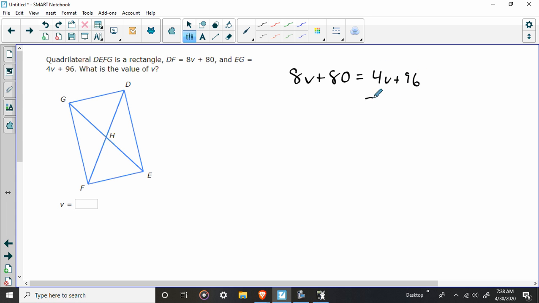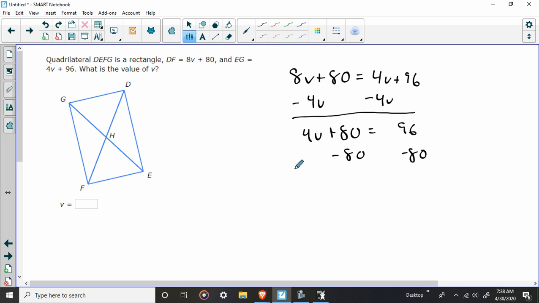Okay, again, let's subtract 4V from both sides. 4V plus 80 is equal to 96. Subtract 80. 4V is equal to 16. V is going to equal 4. Make sure you solve. Here they're always asking for the variable. Make sure if they're asking you for how long these sides are, you plug the 4 back in to give it to them.